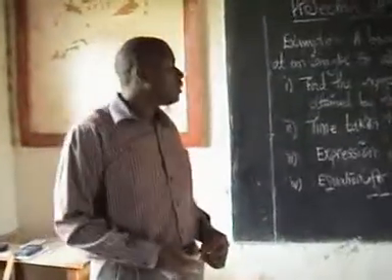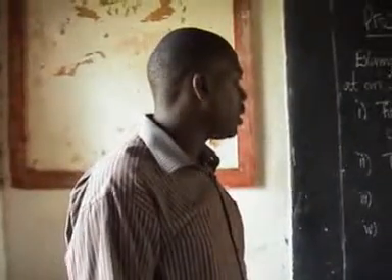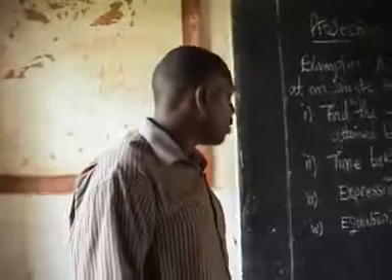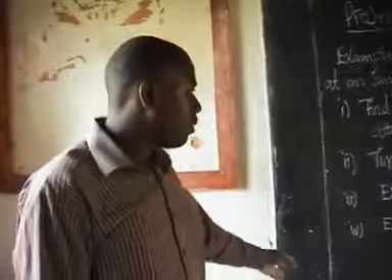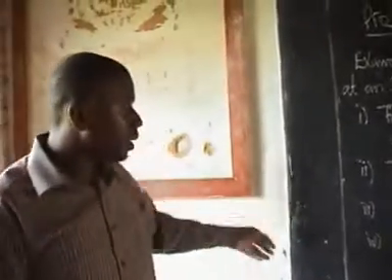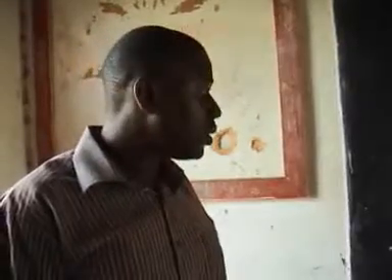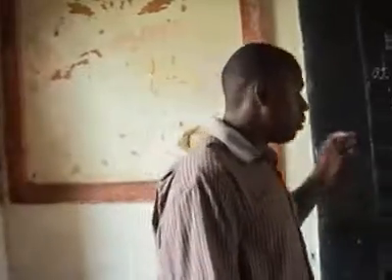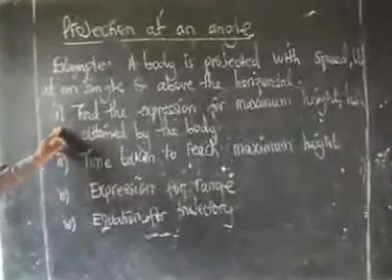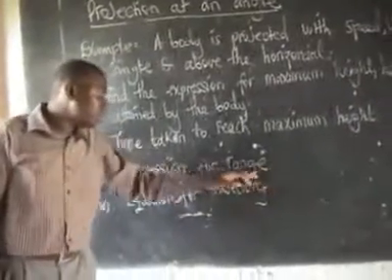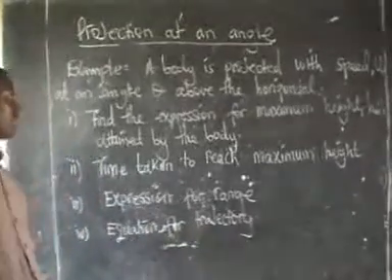A body is projected with speed u at an angle theta above the horizontal. Roman 1, find the expression for maximum height hm attained by the body. Roman 2, time taken to reach maximum height. Roman 3, expression for range. Roman 4, equation for trajectory. Now, when you read through this question, you will observe some terms you need to know, and good enough we have defined them. For example, what is meant by range, or what is meant by trajectory.